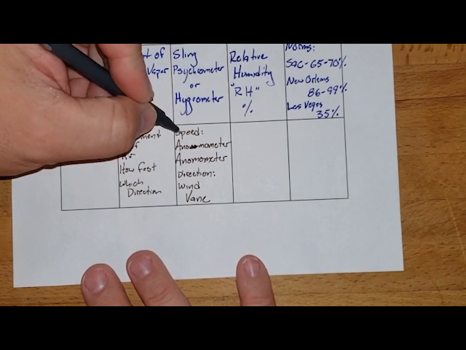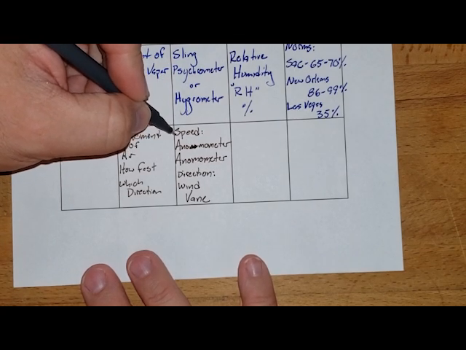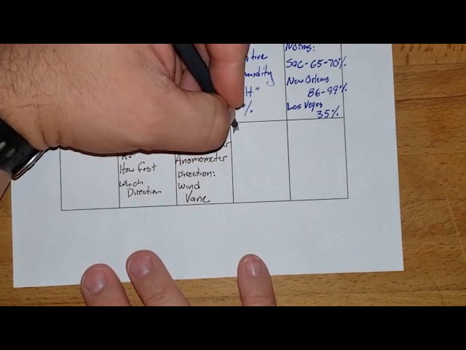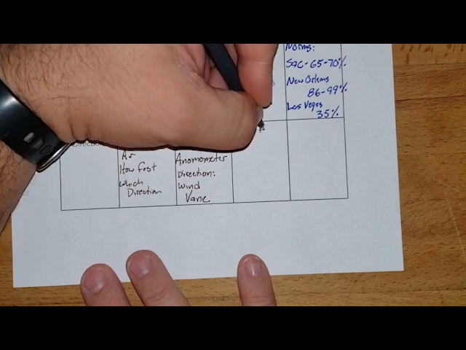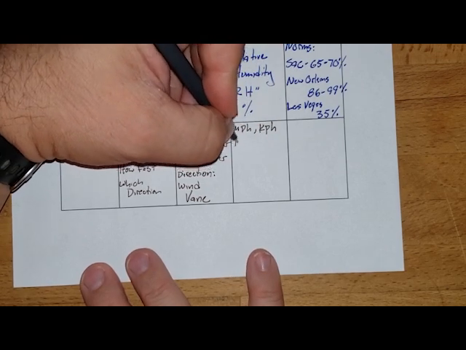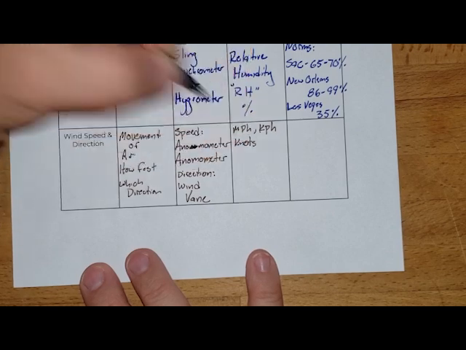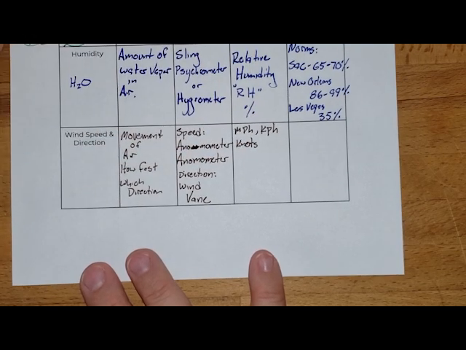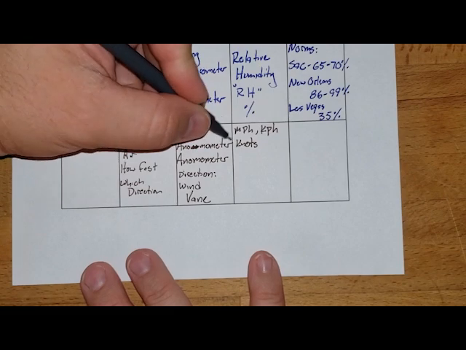Again, for that speed, it could be miles per hour. It could be kilometers per hour. It could be in knots. That's going to be a measurement that our mariners will often use. So that's going to be the speed.